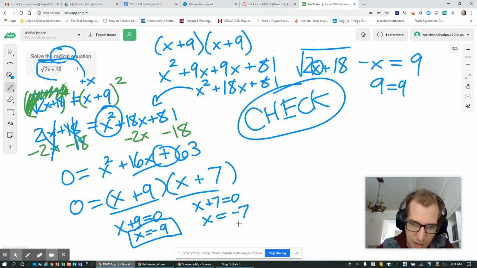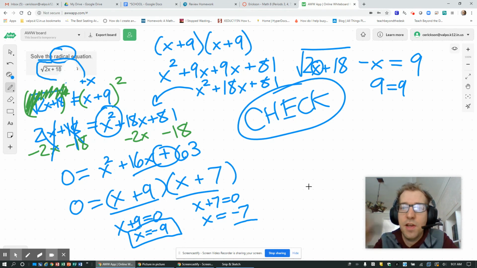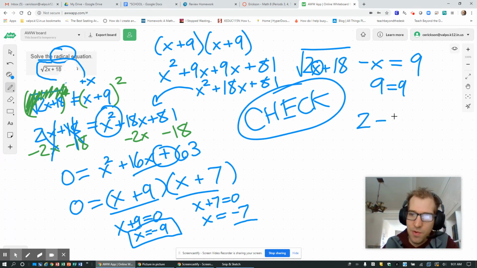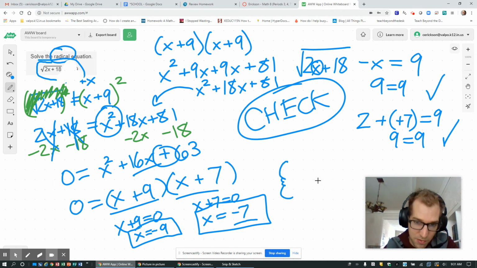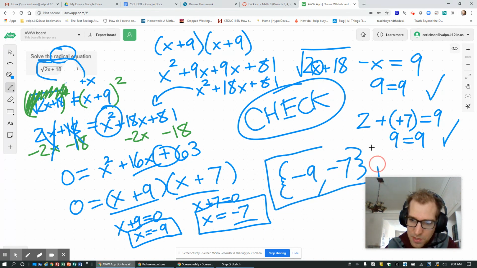Now let's plug in -7. So -7 times 2 would be -14, plus 18 would be +4. Square root of 4 is 2. So we'd have 2 minus -7, and now we'll see if that's equal to 9. That is also equal to 9. So in this case, they both worked out. Remember, that won't always happen. But in this case, both of those numbers we got would be solutions. If we were typing into Canvas, of course, we'd use curly braces, and that would be our answer.